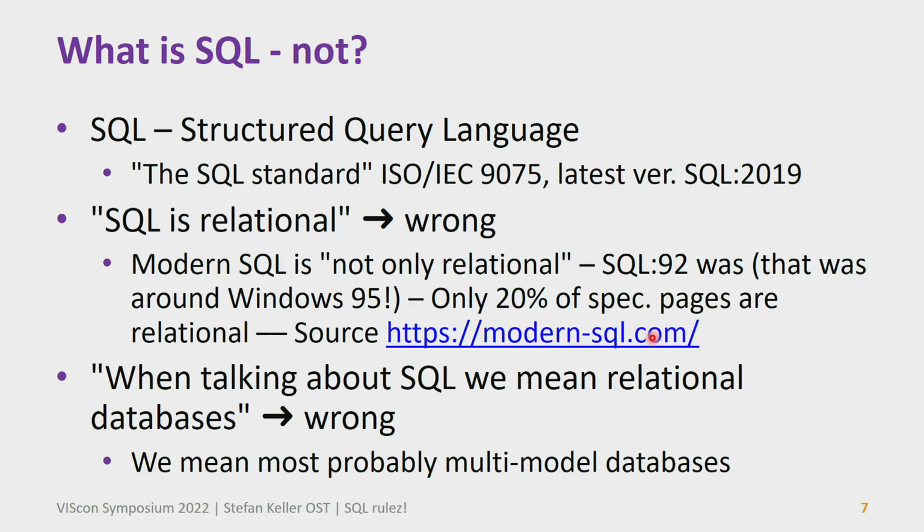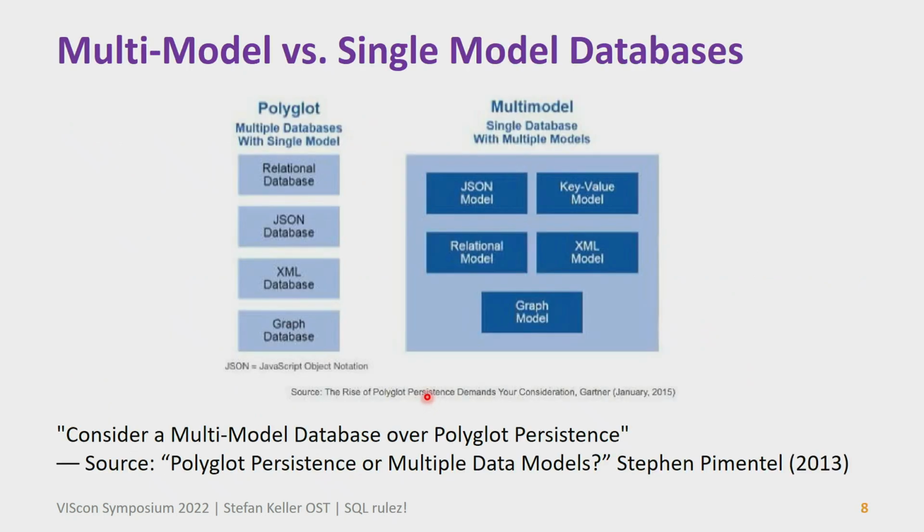this link. And another misconception is when talking about SQL, we mean relational databases. That's wrong too. We mean most probably multi-model databases. Now, what's multi-model databases? This picture gives an idea of, on the right-hand side, a multi-model database. It's a well-established database usually, which is relational, and was from the beginning, but it has been extended to store XML, to store JSON, to store key values, to store graphs.